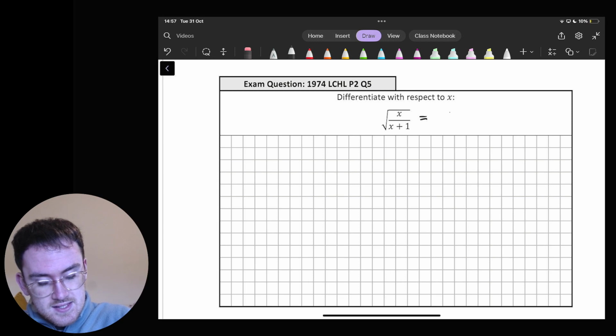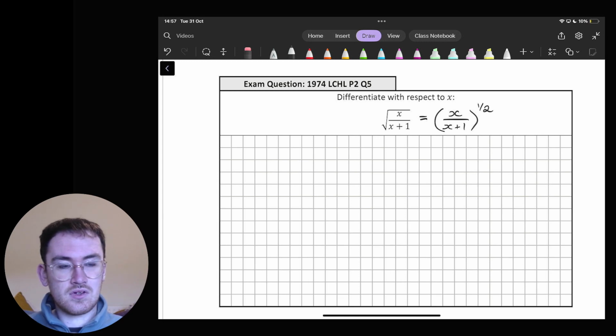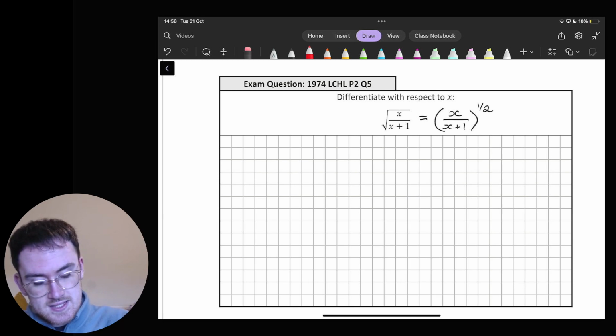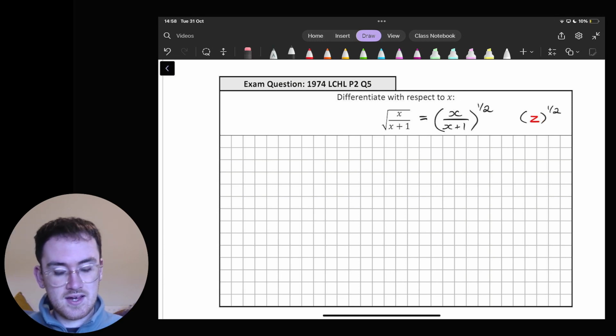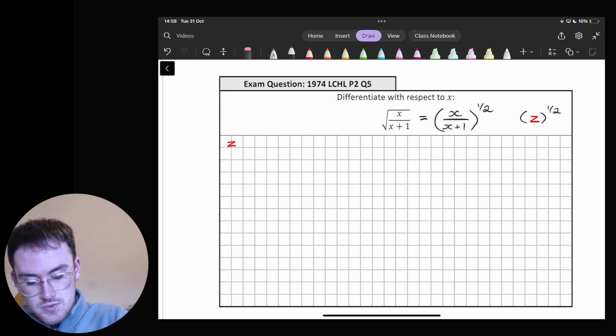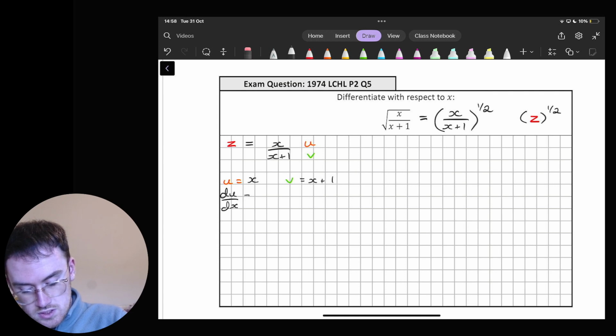So I can rewrite this as x over x plus 1, all to the power of a half. So let's make a substitution. Let's call this z. So I'm going to rewrite it as z to the power of a half. Okay, let's take z over here. So z is equal to x over x plus 1. So I have u and I have v for my quotient rule. So u is going to be x, v is going to be x plus 1. Okay, that means du dx is just 1, dv dx is also just 1.